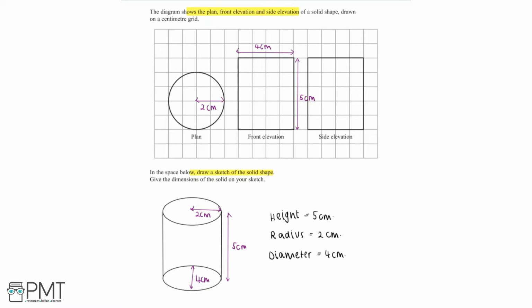Now this question is worth 2 marks. We get 1 mark for identifying that this shape is a cylinder and for sketching a cylinder correctly. And we get the 2nd mark for drawing the correct dimensions on our sketch, and for finding that the height of our cylinder is equal to 5 centimetres, the radius is equal to 2 centimetres, and the diameter is equal to 4 centimetres. And so we've now achieved the full 2 marks needed in this question.